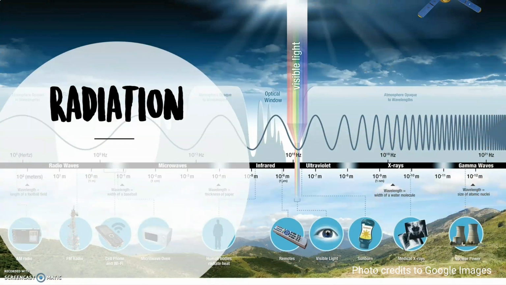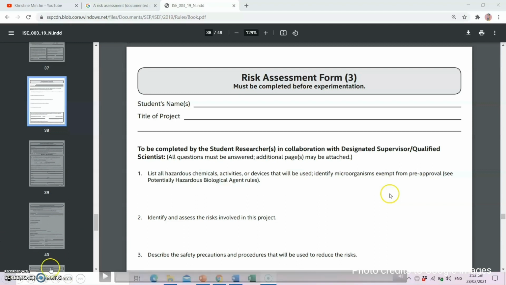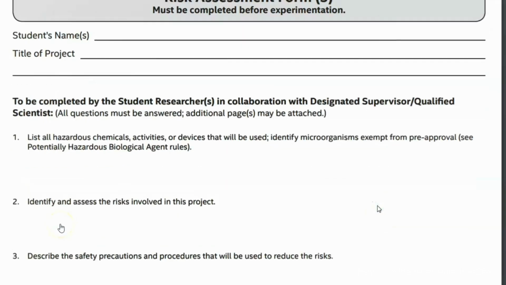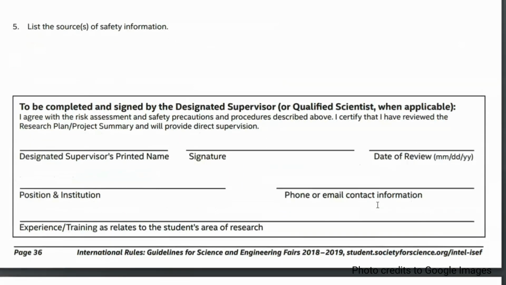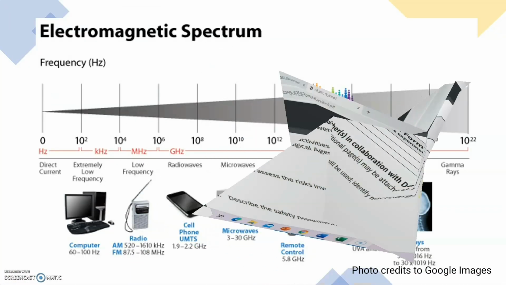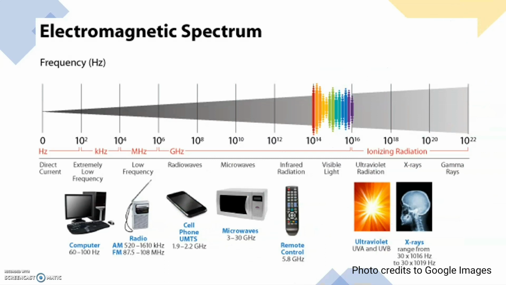Okay, now let's proceed with radiation. A risk assessment on a document, Form 3 again. So, gamit na gamit ang risk assessment Form 3. It must be conducted when students' project involves radiation beyond that normally encountered in everyday life. Non-ionizing radiation includes the spectrum of ultraviolet (UV), the visible light, the infrared, microwave or MW, radio frequency (RF), and extremely low frequency (ELF).